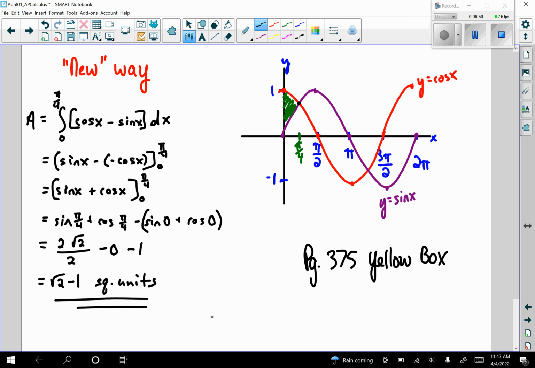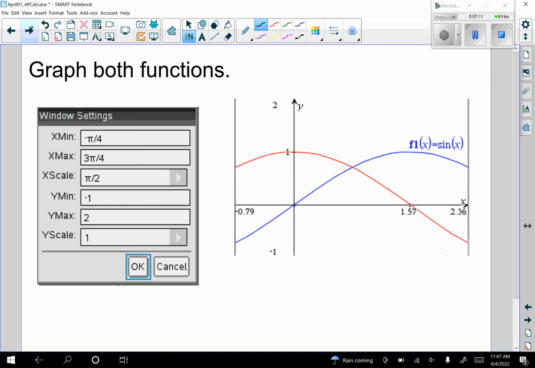Now we could check this graphically as well. So if you guys go to your calculator and graph both of these functions, and you can apply the window settings as I have written out here. Go ahead and pause the video and graph that.